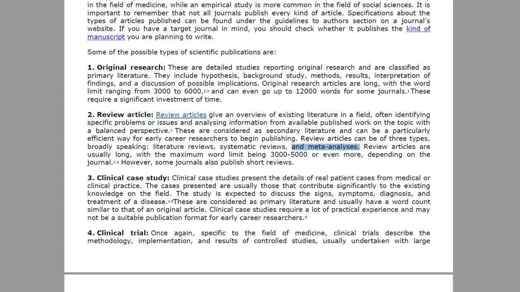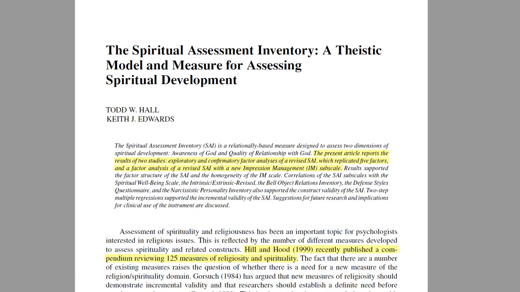And again, moving back here, that's called original research. That's where they actually conducted the study. So here's an example of original research.